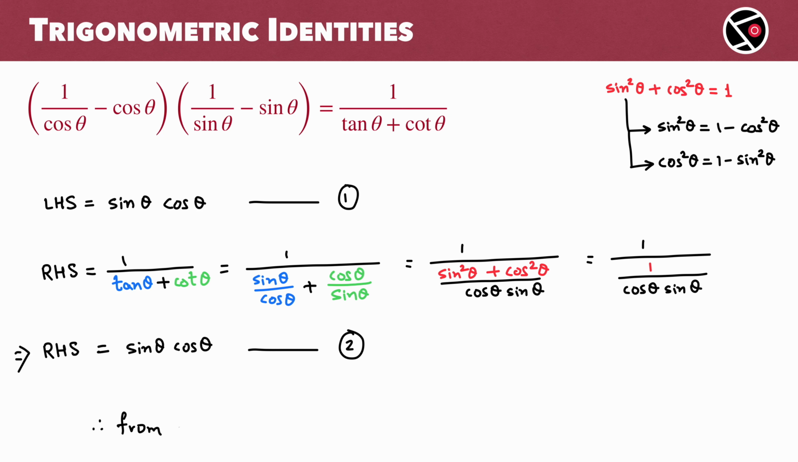From 1 and 2, left hand side equals right hand side. And with this, we have proven this identity. We are done.